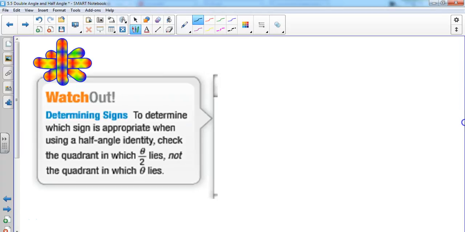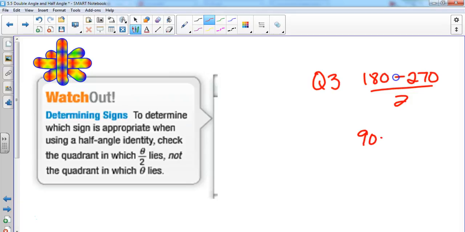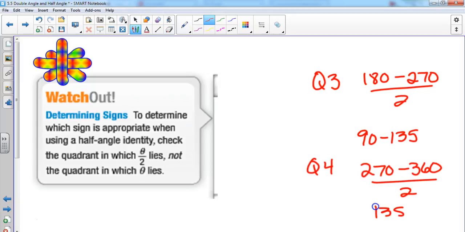Quadrant 3 is what in degrees? Quadrant 3 means it's somewhere between 180 and 270. If you cut those in half, you get 90 to 135, which means it's in quadrant 2. I really have to think about this. I always write it out. If it's in quadrant 4, the original angle is between 270 and 360. When I cut that in half, I get what? Which also puts it in quadrant 2. Okay, so we'll just think about it when we get there.